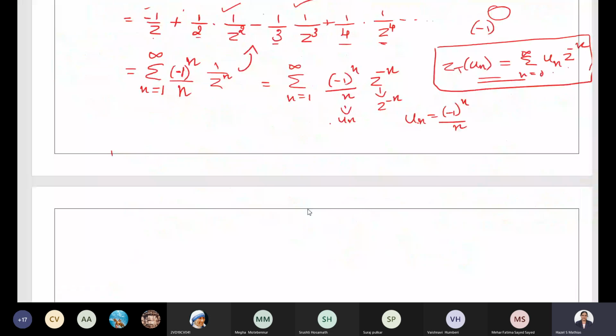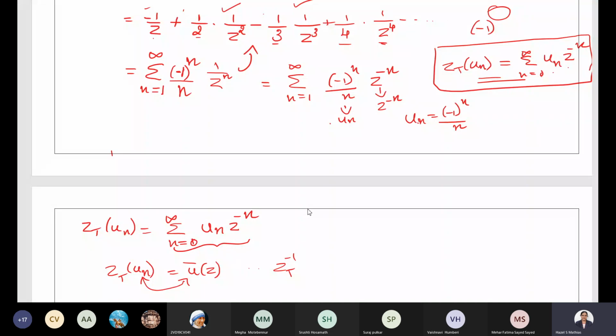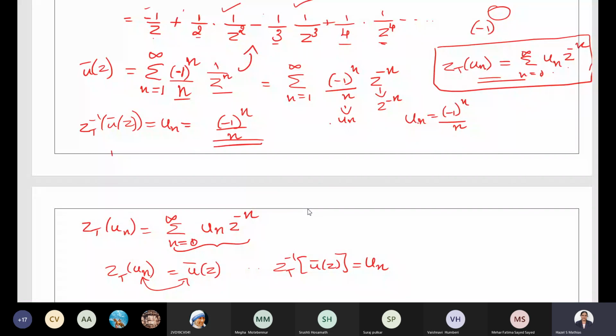Forgot so soon. Z transform of un is given by summation n equal to 1 or 0 to infinity un z power minus n. So suppose if this series converges, then z transform of un is a function of z only. So z transform of un is u bar of z. So inverse z transform of u bar of z is un. U bar of z is summation n equal to 1 to infinity un into z power minus n. So inverse z transform of u bar of z is un. So here un is minus 1 power n divided by n. So this is our inverse z transform for the values of n greater than or equal to 1. And it will be 0 for n equal to 0, because for n equal to 0 we are not getting any term in this expansion. Is it okay, everyone?